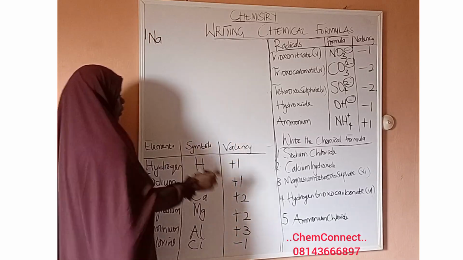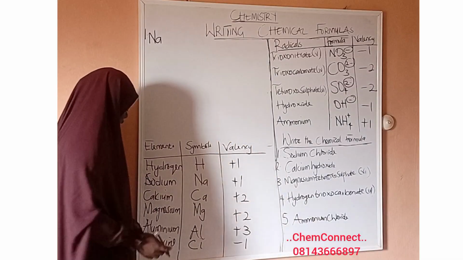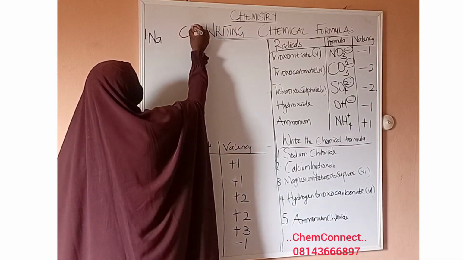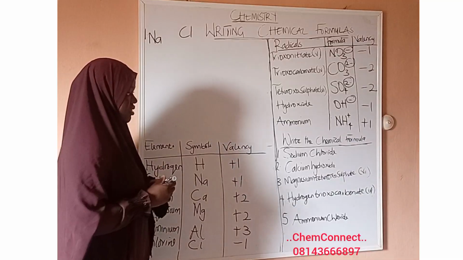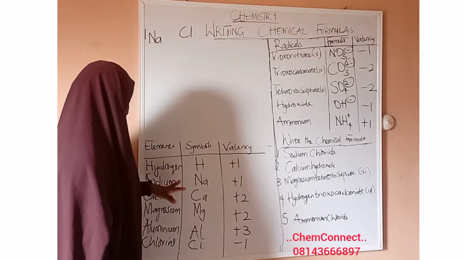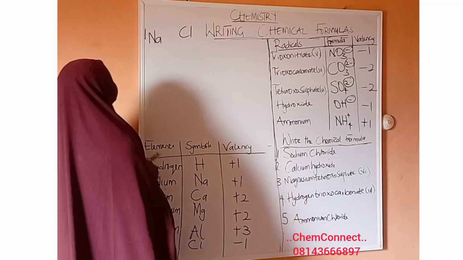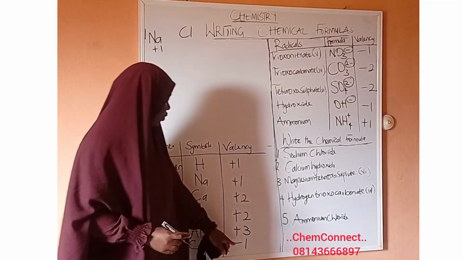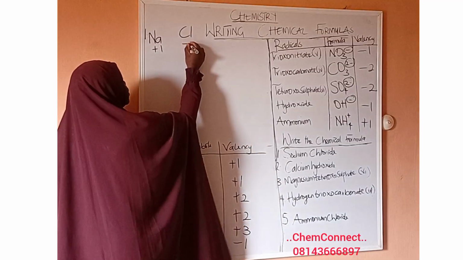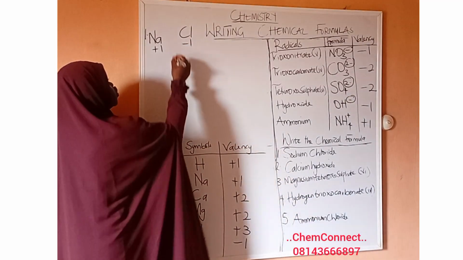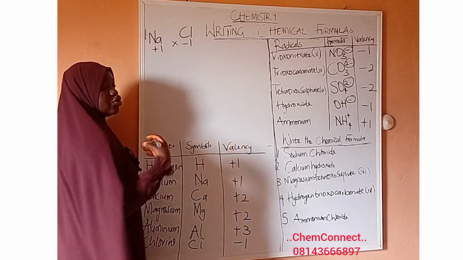Na. Chloride, from chlorine, the symbol for chlorine is Cl. After writing the symbol, you write out the valency. What's the valency for sodium? Plus 1. Valency for chlorine? Minus 1. So we'll be using the swap and drop method. That is, swap the valencies and drop it.